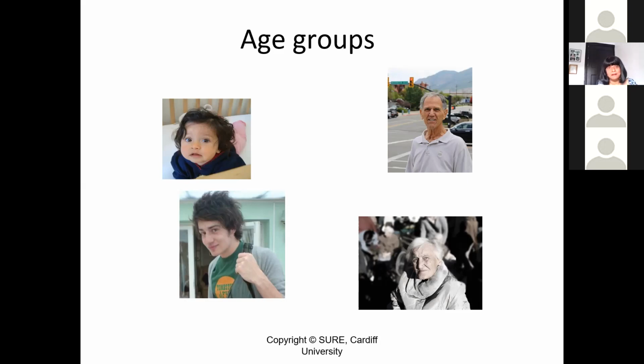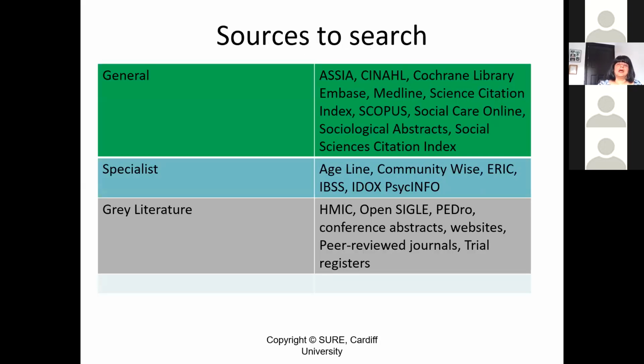If it was to do with children, if it's to do with elderly people, what age are you referring to? So when it comes to sources to search, databases to search, for a systematic review, it's important that you search some general databases and specialist databases, and also grey literature. So here we've got a set of databases.